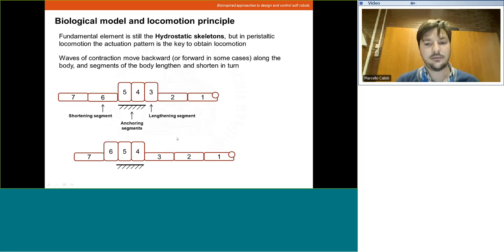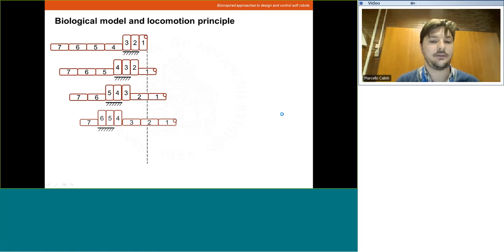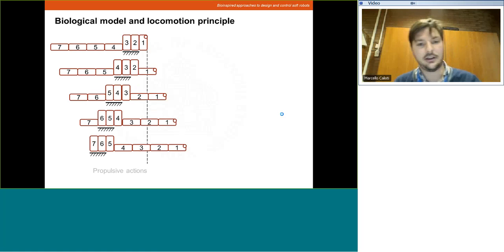And what is the result of this shortening and elongation is that the body is pushed a little bit forward. You can draw yourself a whole collection of contraction waves that brings the body forward, and you can see another interesting part of peristaltic locomotion, that not the whole action is propulsive.